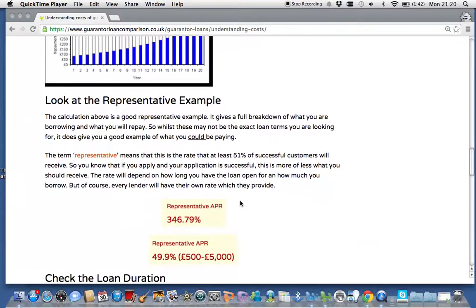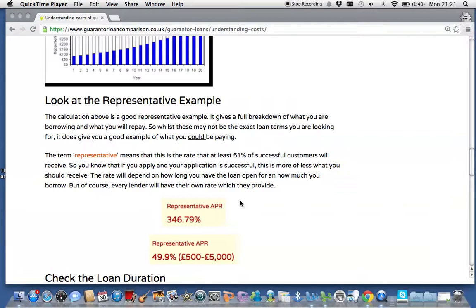A great thing to do is look at the representative example. Now, this is just simply a full kind of explanation. It's saying, look, if you borrowed this and you took it out for this long, this is what you'd be paying in interest, and then this is your final payment. So it's very good. It gives you an idea of what you're paying.